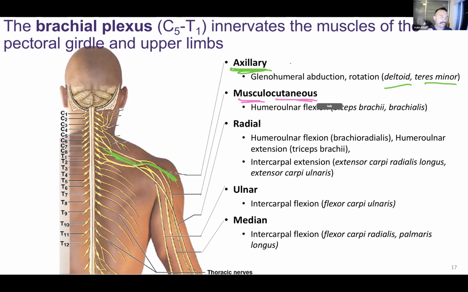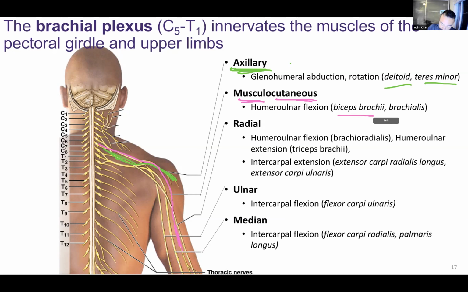Musculocutaneous. It's innervating muscles and skin. Honestly, not the best nerve name. It's very generic. All these nerves innervate muscle and skin, but the musculocutaneous nerve, which is right here, goes more distally on the arm, and also anterior, distal and anterior.